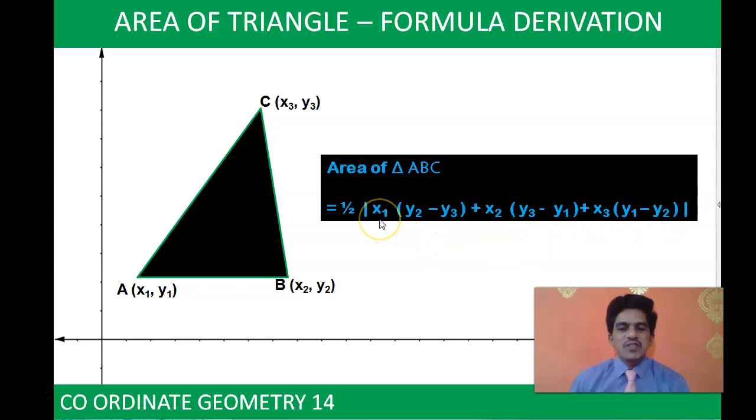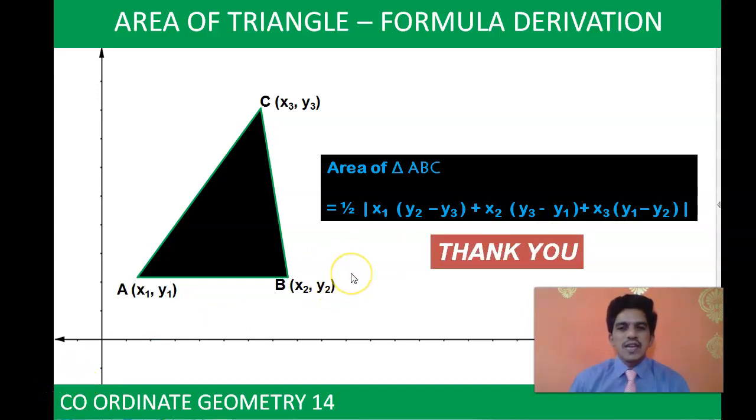Actually, first when you have x1, here we have the difference of two y coordinates. But these two y coordinates come after 1: y2 and y3. If you take here, this is 2. So what is the next number after 2? You will have y3 here. After 3, you will have 1 again: 3 and 1. Now here this is x3. After 3, you will have 1, and after 1, you will have 2. So these are actually cyclic terms. x1 of y2 minus y3 plus x2 of y3 minus y1 plus x3 of y1 minus y2.